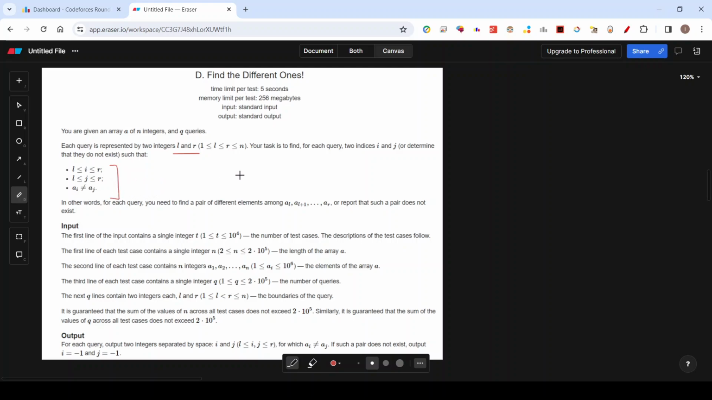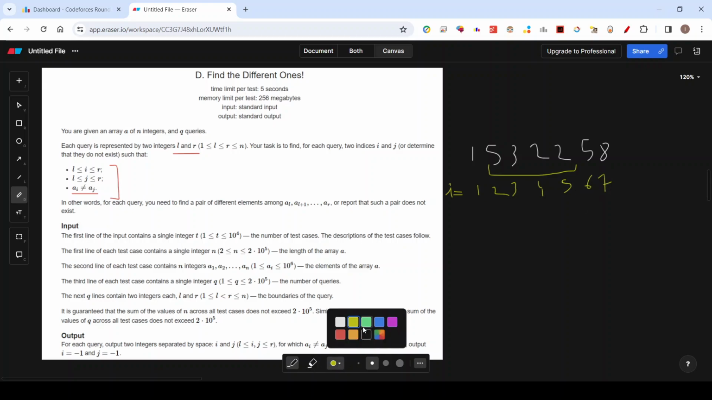These conditions say that you have to select two indexes such that the values present at them in that range are not equal. So let's take an example. If the array elements are 1 5 3 2 2 5 8, right? Let's assume that with 1-based indexing the indexes are 1 2 3 4 5 6 and 7.